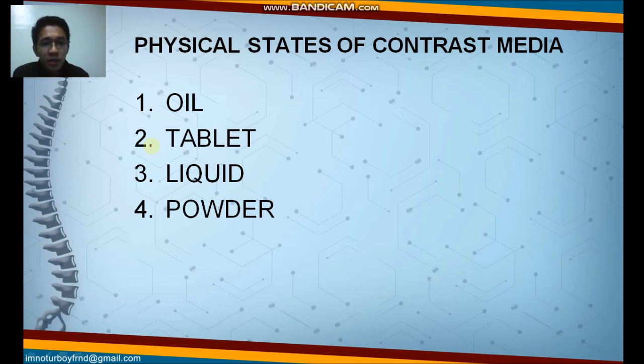Tablet, we have iodinated also, and also the barium tablet contrast material. Liquid is for both the iodinated and the barium sulfate. And then the powder is for the barium sulfate. We don't have powder iodinated contrast material. And then last is the gas. That's number 5. Gas as a physical state.